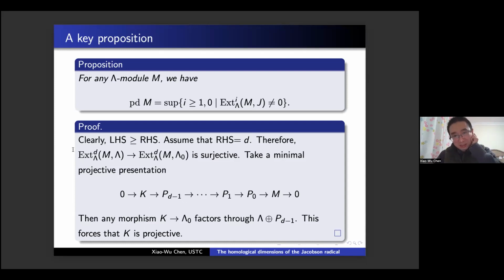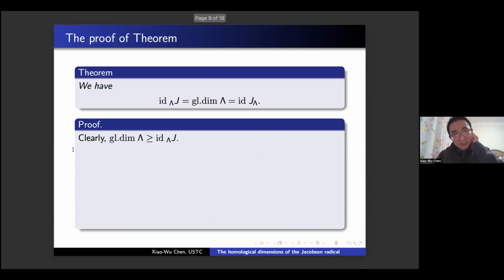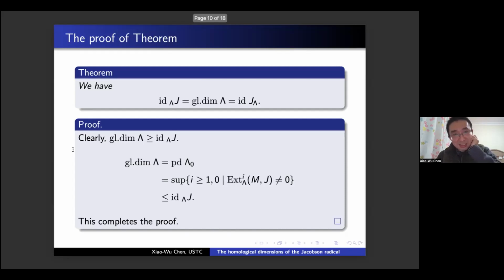Having the proposition, next page maybe, we can prove the theorem. Clearly the global dimension of lambda is bigger than the injective dimension of J. We know that the global dimension is the projective dimension of the semi-simple module. Then we use the proposition and have the equality using this supremum. Sorry, here this M should be lambda 0. Sorry, this is a typo. Anyway, this is not bigger than the injective dimension of the Jacobson radical. So this completes the proof of the theorem.